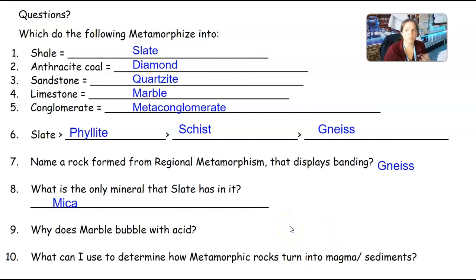What do I have that I can use to determine how metamorphic rocks turn into magma or sediments? What could I use? Could it be our reference table, page 6, the rock cycle? If you look at metamorphic rocks, they melt to turn into magma, or they weather and erode to turn into sediments, which then turn into sedimentary rocks.